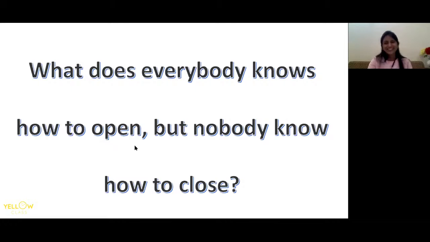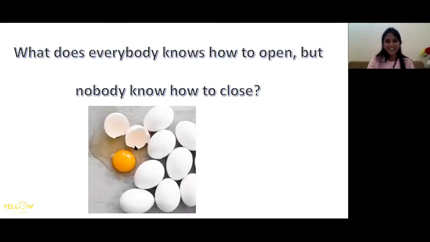Okay, so now let me share the answer with you. I will give you one hint. It is a thing which we eat. So the answer for this riddle is eggs. Once it's broken, you can't close it again. Right? Once the yolk is out, you can't close its shell. Isn't it interesting?